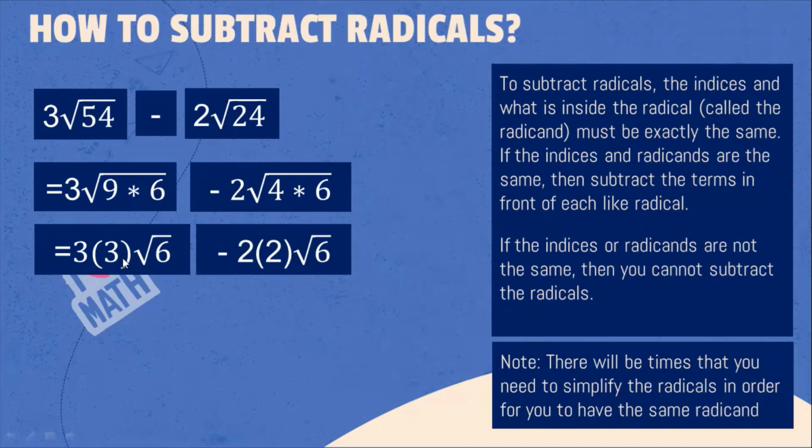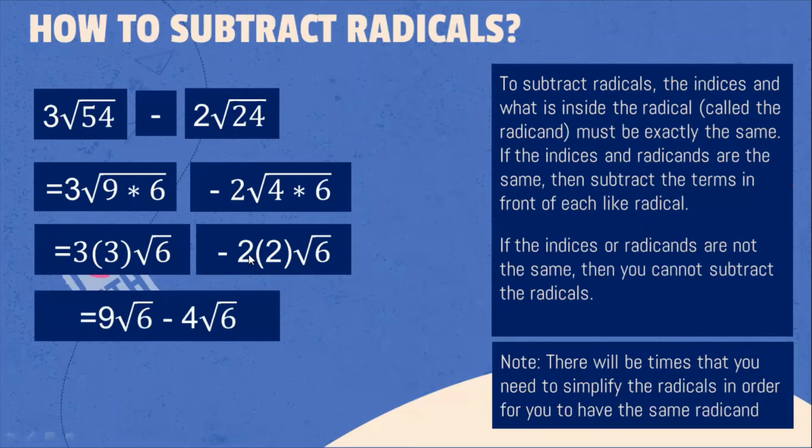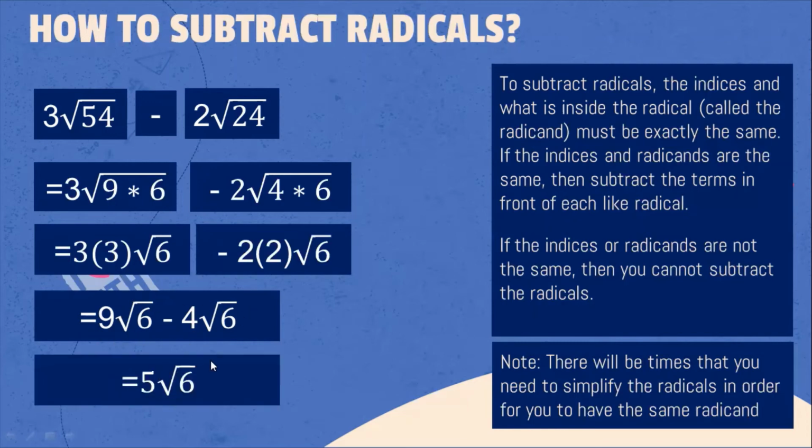3 times 3, that is 9, the square root of 6. 2 times 2, that is 4, the square root of 6. We can now simplify this one because we have the same indices and same radicands. Square root of 6. So 9 minus 4, that is 5. Then copy the square root of 6. This is our final answer.